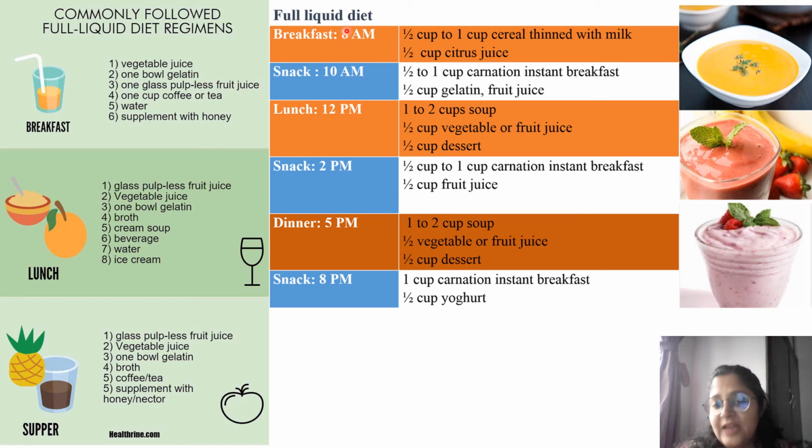So suppose a diet has to be made with the full fluid, then the things you can give are cereal thinned with milk, that means you grind the cereal completely and then mix it with milk, making a gruel kind of thing, but a very liquidy gruel. Okay, gelatin, fruit juice, soup with vegetables, or thick fruit juices you can give, dessert you can give, and again, same you can continue, and along with that, yogurt can be given. So, this is basically the difference between clear fluid diet and a full fluid diet.